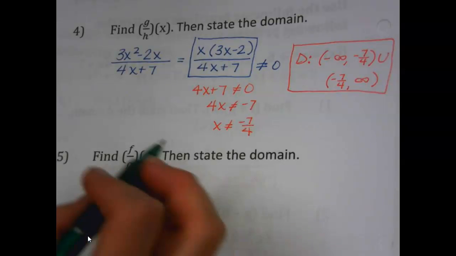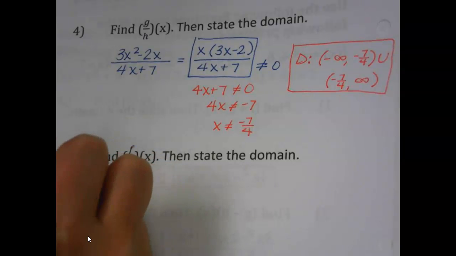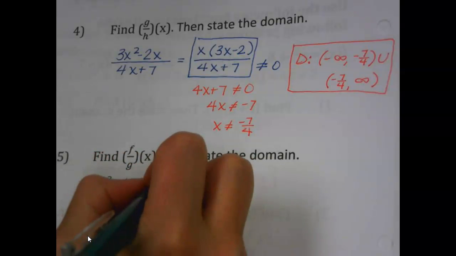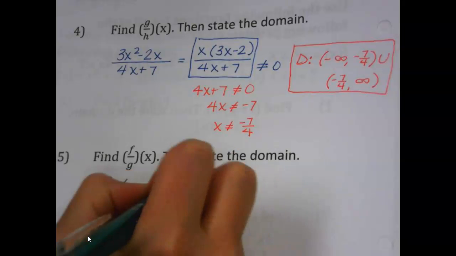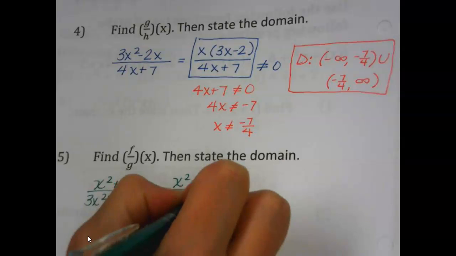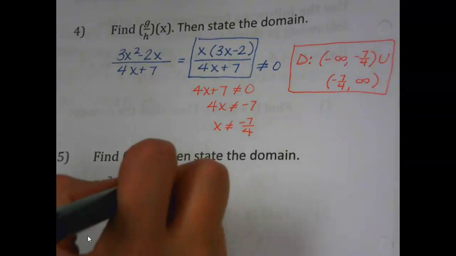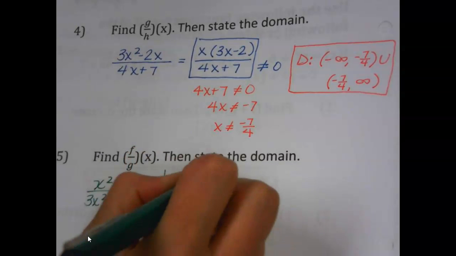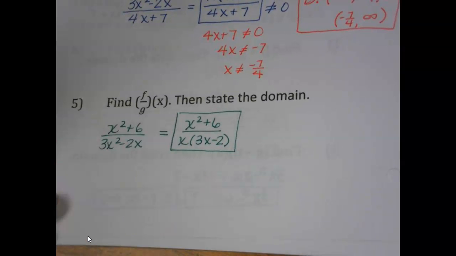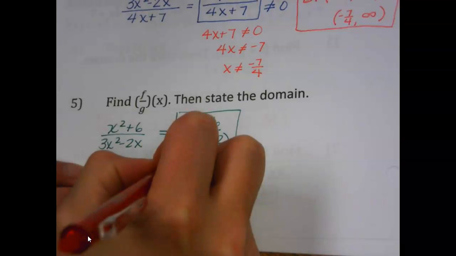All right, so f divided by g, x squared plus 6 over 3x squared minus 2x. We first want to try to factor. The numerator does not factor. The denominator has a GCF of x. And then can we reduce anything? No. So this is our function, but it's a rational again. So rationals can't have x in the denominator. I'm sorry, can't have 0 in the denominator.